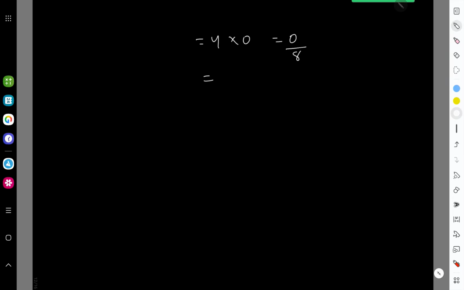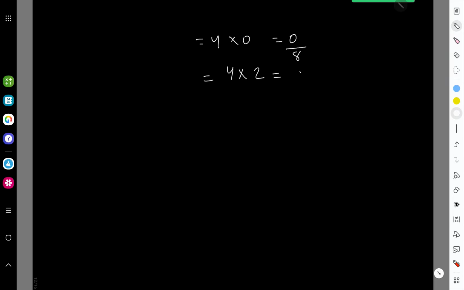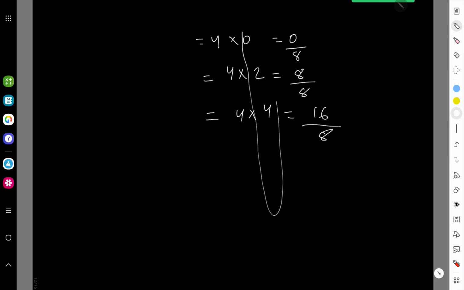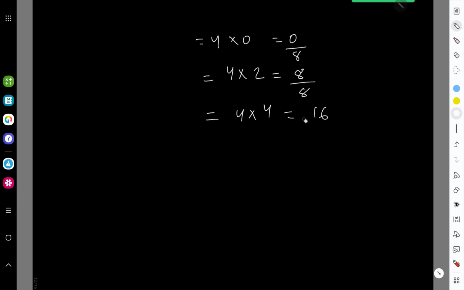If you consider 2 as an even number over here, then this will be 8. This is divisible by 8. And if you consider the next even number, 4, this gives 16, which is divisible by 8. The list will go on. If you multiply 4 and any even number, then that product will always be divisible by 8. So I hope you have understood the example.